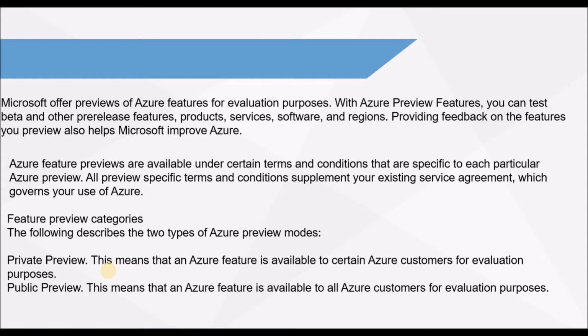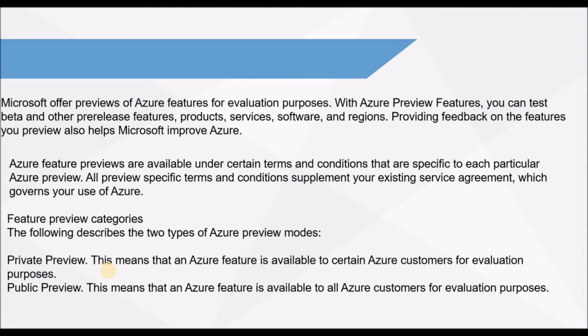If you are using it in any sort of malfunctioning way, all of that will be monitored and action will also be taken by Azure. Preview features category: there are two types of Azure preview modes. One is private and the other one is public. These two are very important to remember. When I took exam AZ-900, I got this question: they will give you a particular statement and ask whether it is private or public.